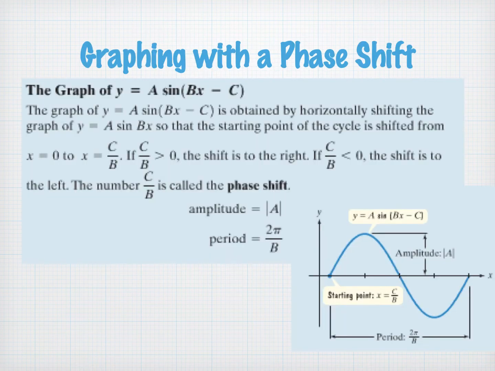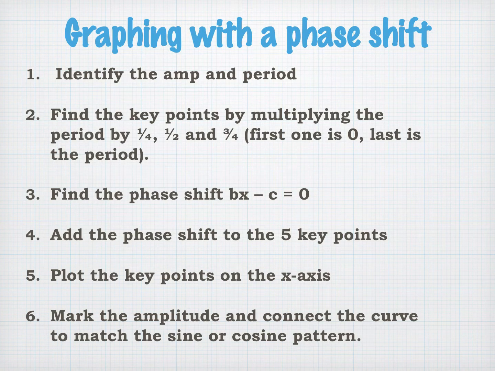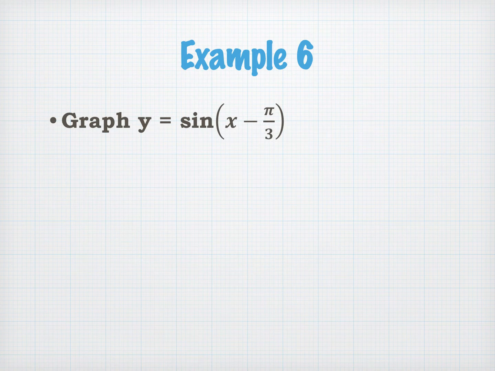Now what we're going to do is shift our graph horizontally. And it's going to be shifted in terms of radians. So we're going to go ahead and look at our first example.